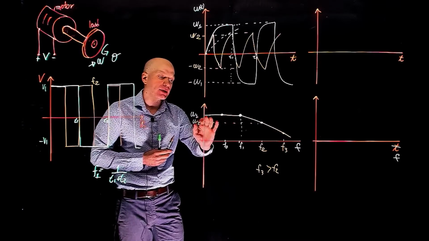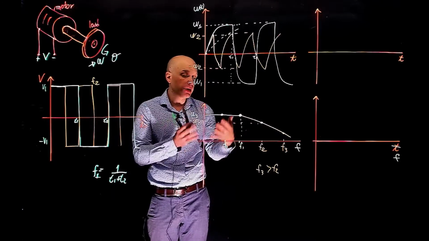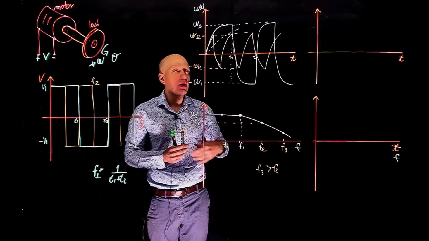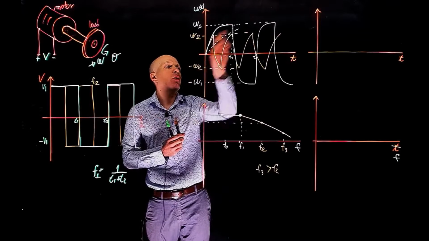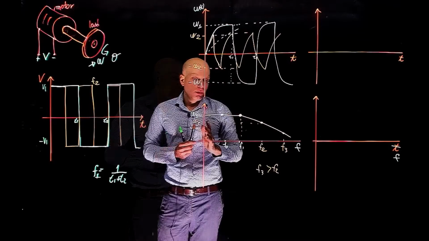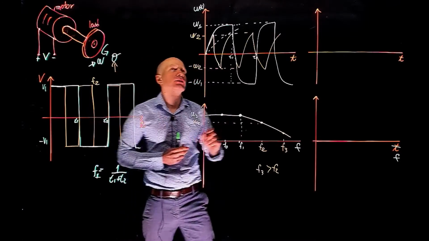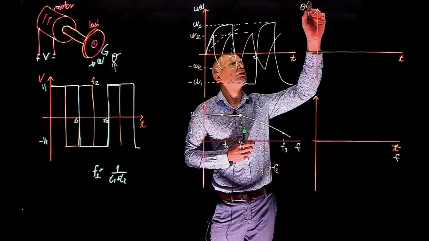Why is this flat? Well, because if you decrease the frequency, we are simply giving the system more and more time, but it doesn't matter because you always reach the maximum speed. Hence this flat line. Very well. Now let's look at position, theta. Let's plot theta of t here.